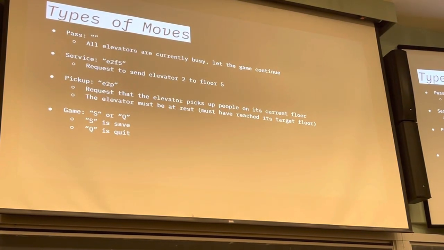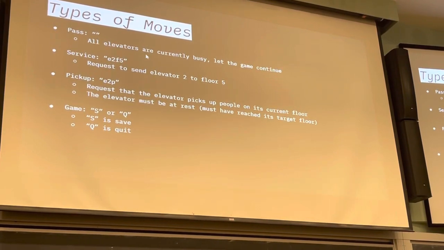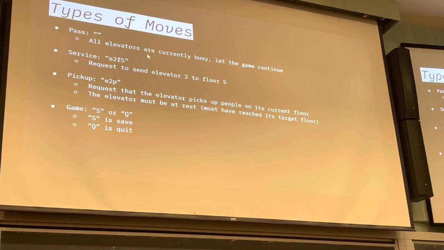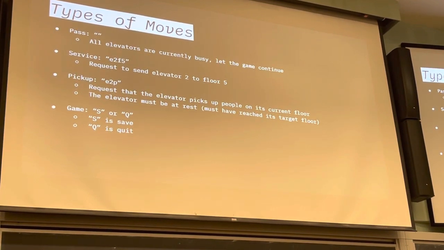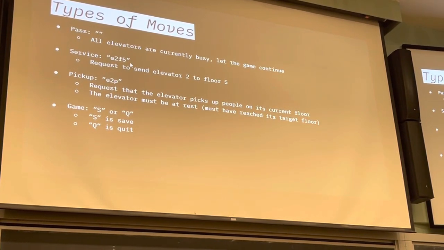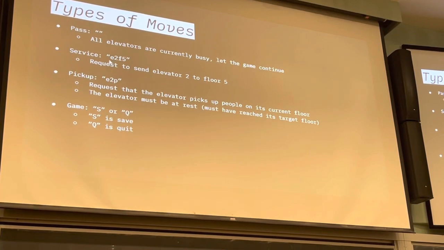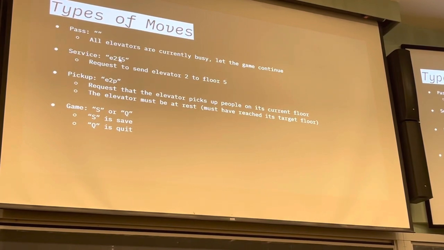So here we have the types of moves. Hayu talked about these earlier, so we'll go through these fairly quickly. We have a pass move, and usually you can just do a pass move by hitting enter. That's when all of the elevators are busy, so we're just going to keep continuing because there's nothing we can do. A service move is when we want to send a certain elevator, in this case elevator 2, to a certain floor, in this case floor 5.